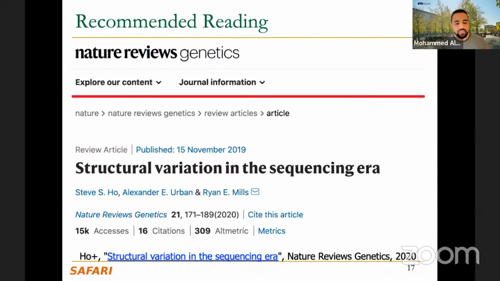So if you are interested in finding these, we call them structural variations. Structural variation means any variation that could be an insertion or deletion or substitution that is larger than 50 characters. So if you have a deletion of more than 50, then we call it structural variation. And in this paper, you'll see a lot of methods, a lot of algorithms, and types of structural variation, so you can get a good introduction to this topic.